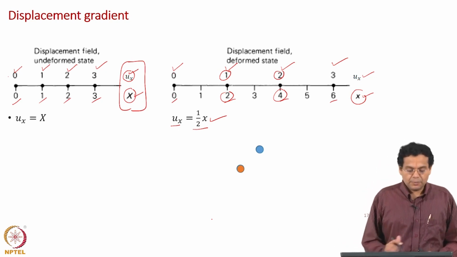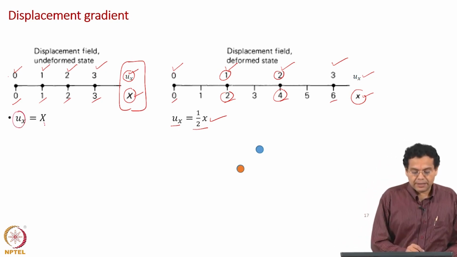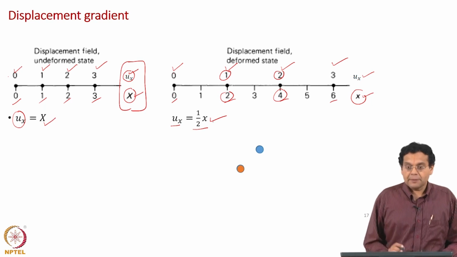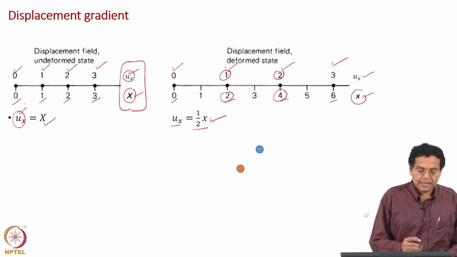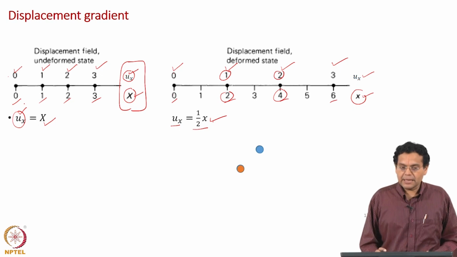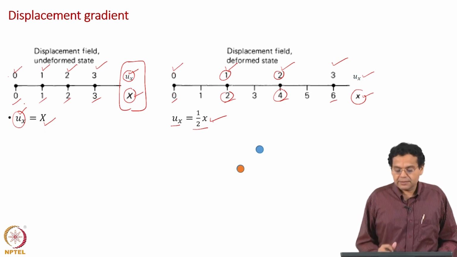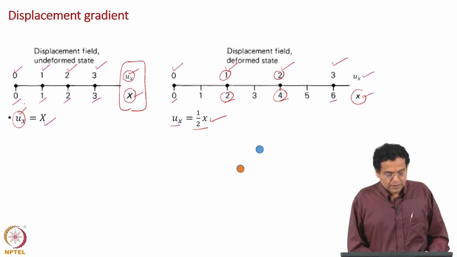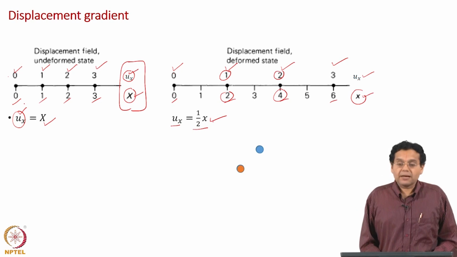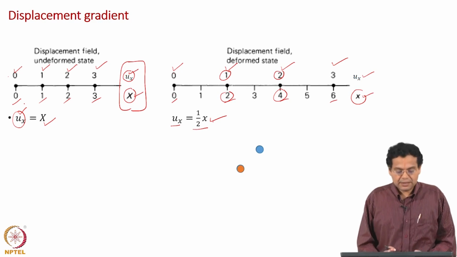So, as I told you, the independent variable is either capital X or small x, the dependent variable is the displacement, that is the same. The function which you use to express it, or the axis which you use to express it, can change, either the old coordinate or the new coordinate. Okay. Now, the title of this slide says displacement gradient. We are going to define displacement gradient. Okay. Let us define that.